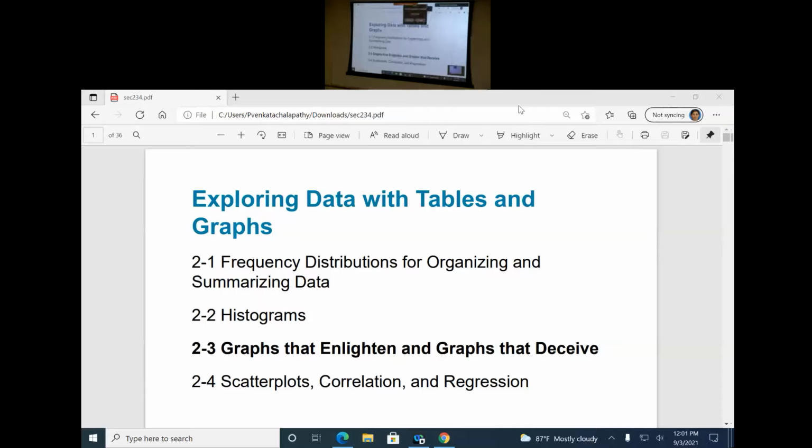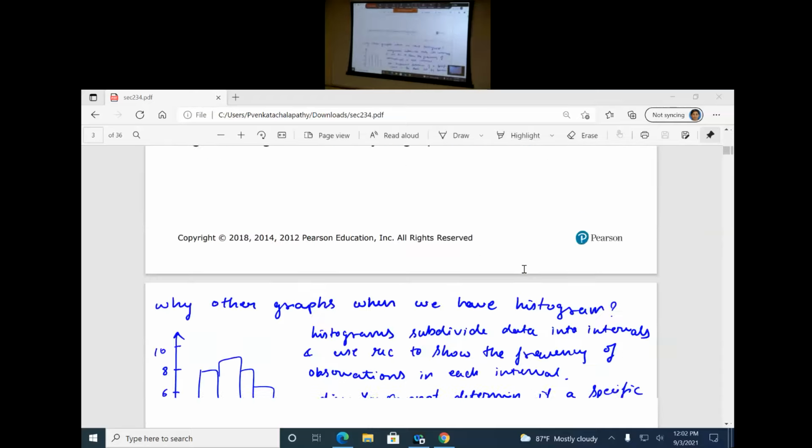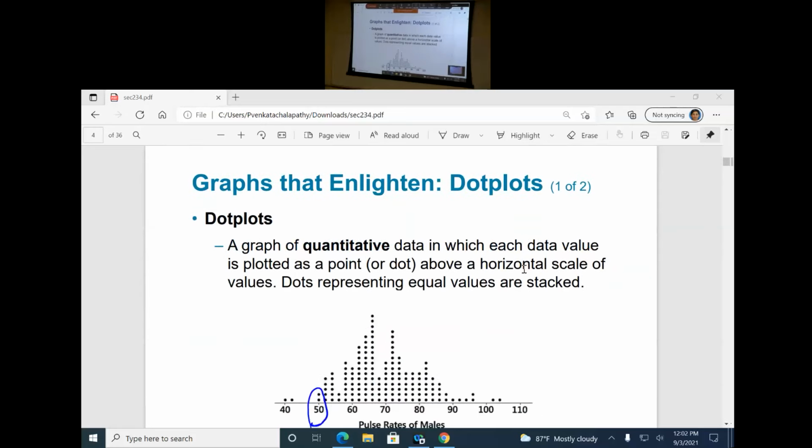Okay. So we studied about frequency distribution table and histogram, right? And today we will learn about several other types of graphs other than the histogram. Okay. So first type of graph is dot plot. So this dot plot is used for quantitative data. This is mainly used only to plot quantitative data. Okay, not qualitative but only quantitative data.